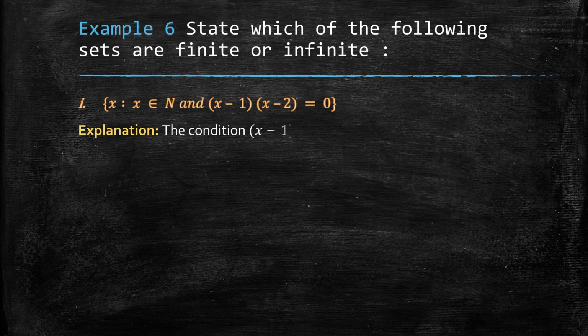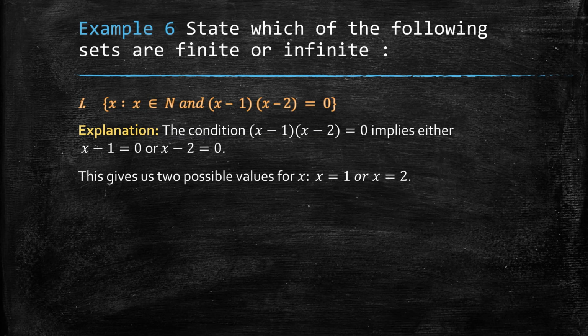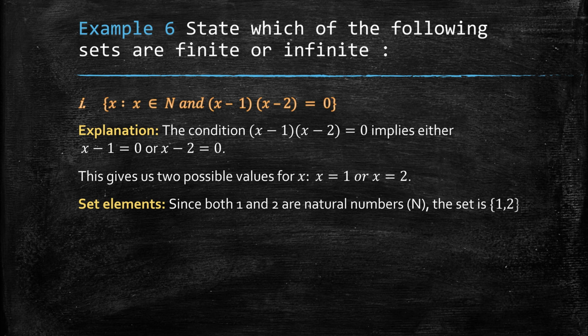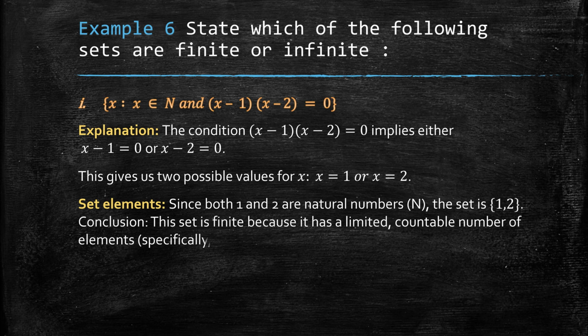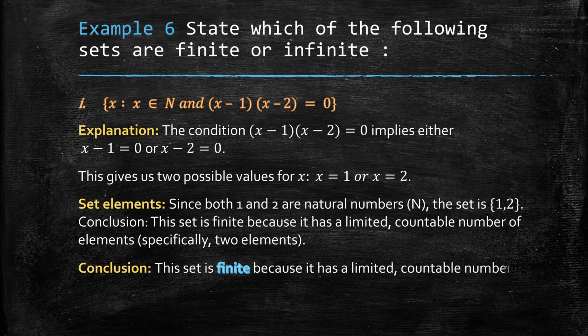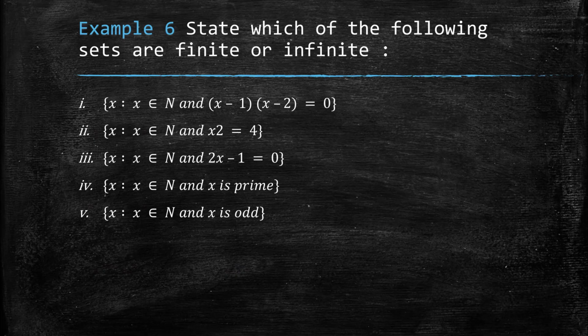The condition (x minus 1)(x minus 2) equals 0 implies either x minus 1 equals 0 or x minus 2 equals 0. This gives us the possible values for x. x equals 1 or x equals 2. Since both 1 and 2 are natural numbers, the elements of the set are 1 and 2. This set is finite because it has a limited, countable number of elements, specifically 2 elements.